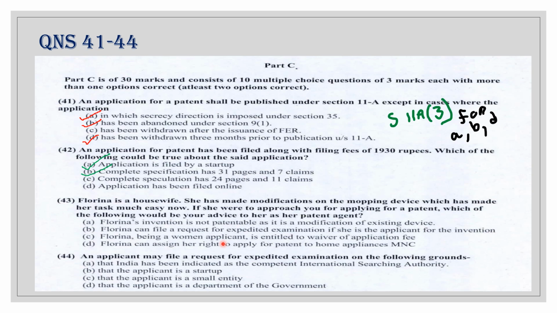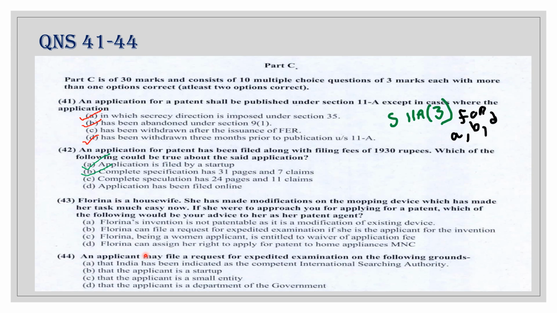If she were to approach you for applying for a patent, which of the following would be your advice to her as a patent agent? Option A is Florina's invention is not patentable as it is a modification of existing device. Option B is Florina can file a request for expedited examination if she is the applicant for the invention. Option C is Florina, being a woman applicant, is entitled to waiver of application fee. And option D is Florina can assign her right to apply for patent to home appliances MNC.